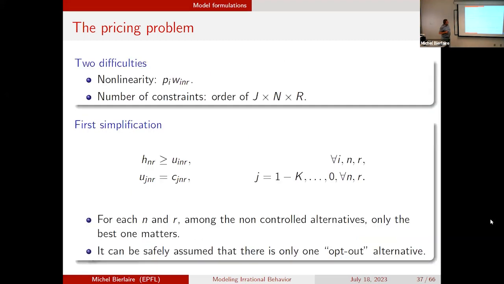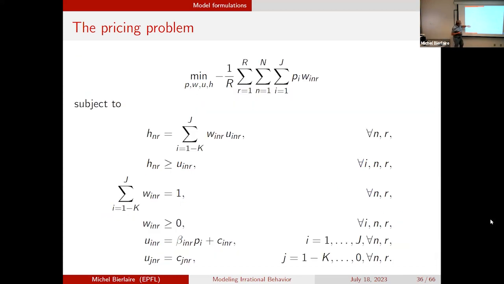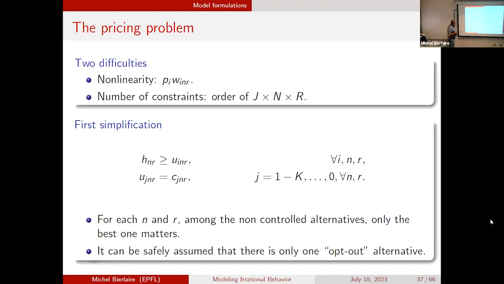So let's make some simplifications. The two main difficulties of this problem are, first, that it's nonlinear. It's the product of two variables here, the price and the w. This is like the supply variable, and this is the demand variable, and they interact by a multiplication. And the second issue is that if R is large, this is a huge problem. You have a lot of constraints if you have a lot of individuals and a lot of duals. So these are the two difficulties that you are facing: the nonlinearity and the high number of constraints in the specification.